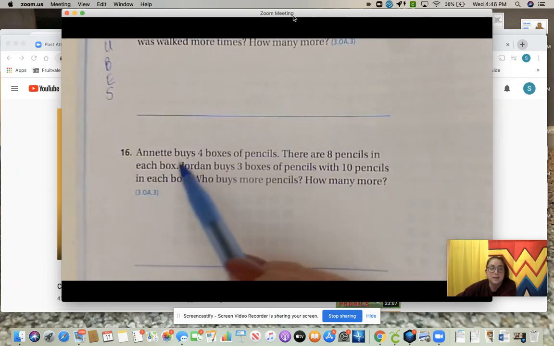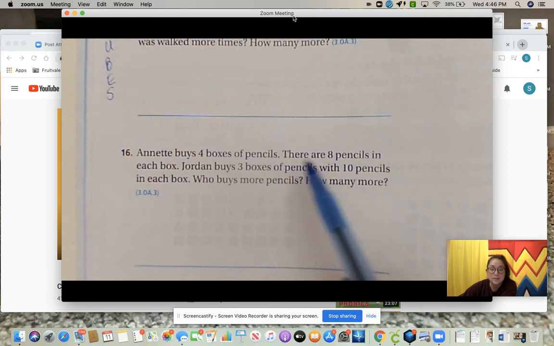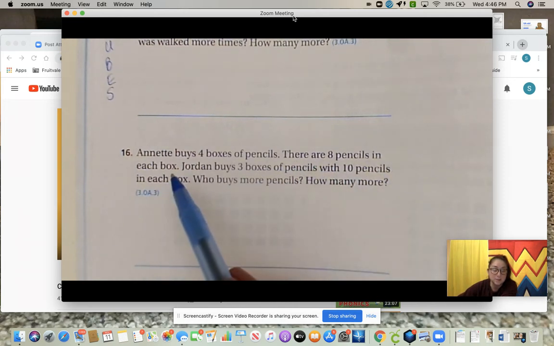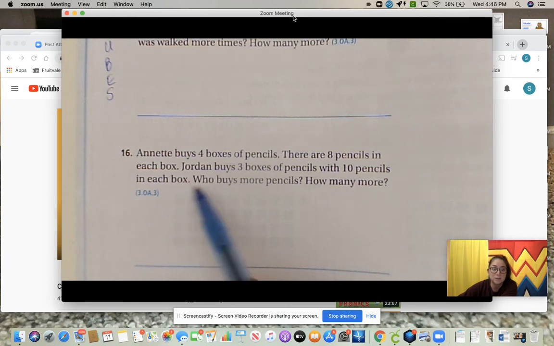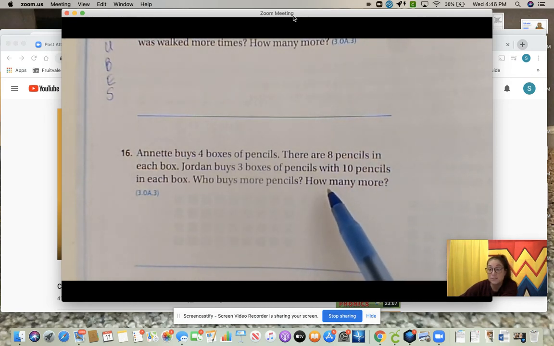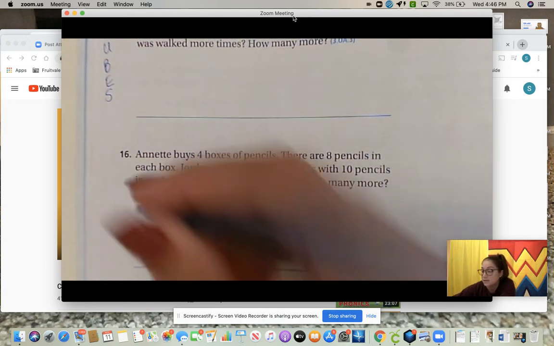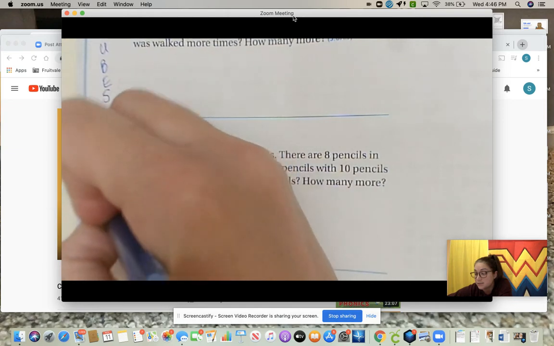Number 16. Annette buys 4 boxes of pencils. There are 8 pencils in each box. Jordan buys 3 boxes of pencils with 10 pencils in each box. Who buys more pencils? How many more? This is the same. There will be 2 multiplication problems and then 1 subtraction problem to find your answer. Cubes is going to help you.